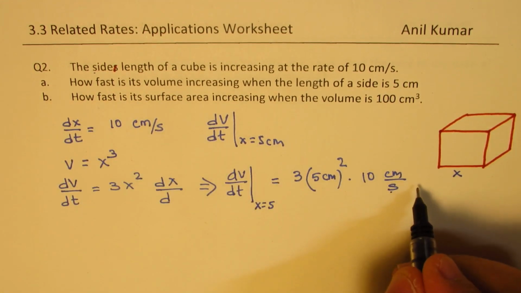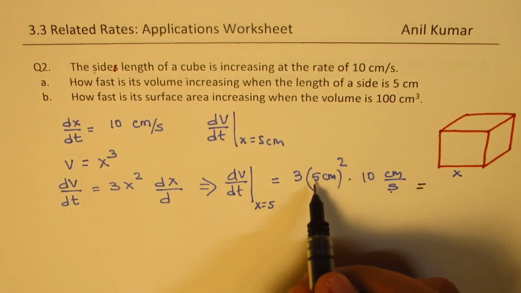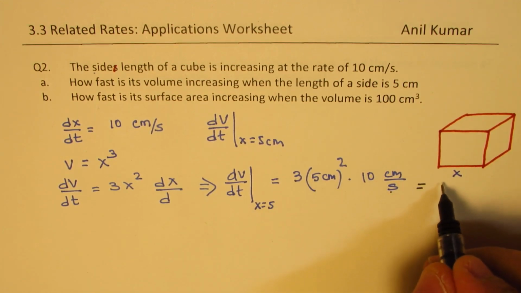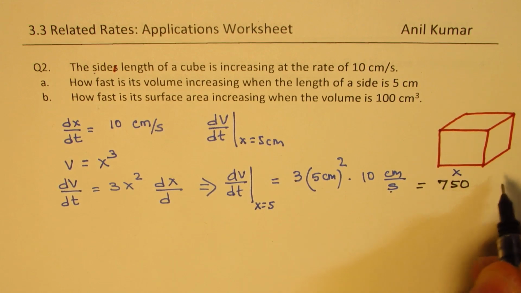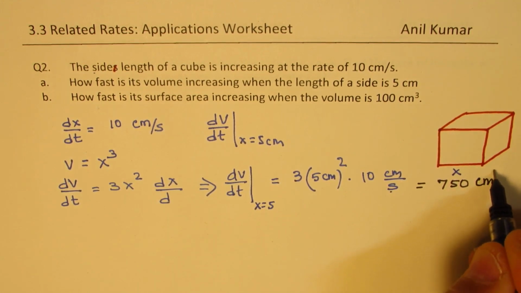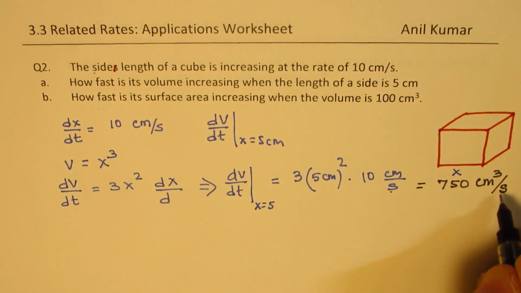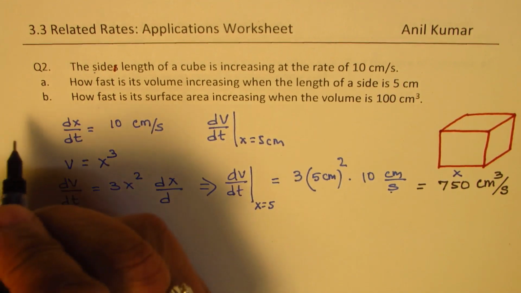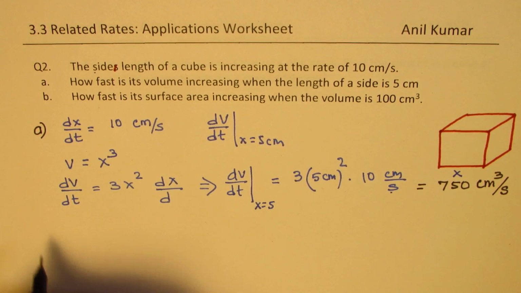We have to do part B also. Let me write down here. So this is 25 times 30, 750 centimeter cube per second. Is that clear to you? So that is how we are going to answer it. So this is our part A. Now let's do part B.